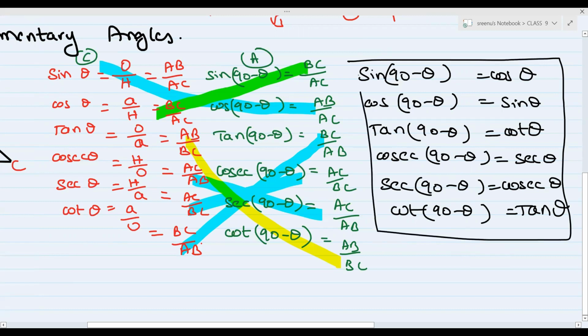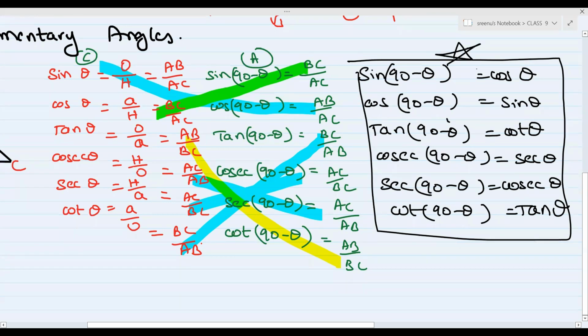These are the complementary angles. The sum of two angles is equal to 90. Sin of (90 minus theta) is cos theta, where the angles add up to 90 degrees. Cos of (90 minus theta) is sin theta. So this result we have to remember. This is the third concept.